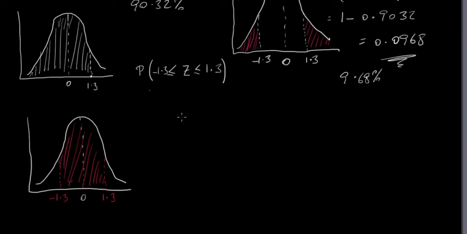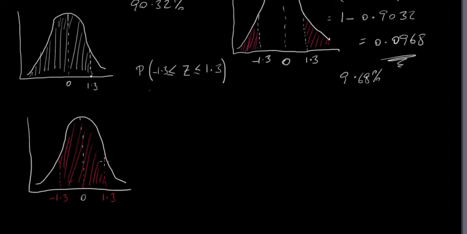Okay, so first thing we're going to do is, what you should really do when you're answering any of these questions, is just draw a rough sketch like this and shade in the area that you're actually looking for, like here, and in this case between minus 1.3 and plus 1.3. So draw a little sketch first. So really what we're going to do is use the tables to find this area down here, all of this area down here.